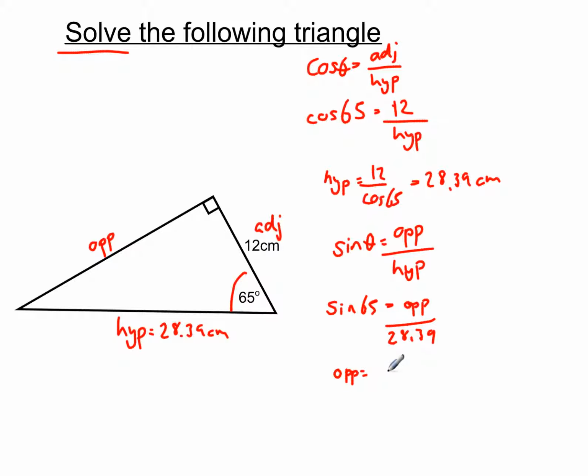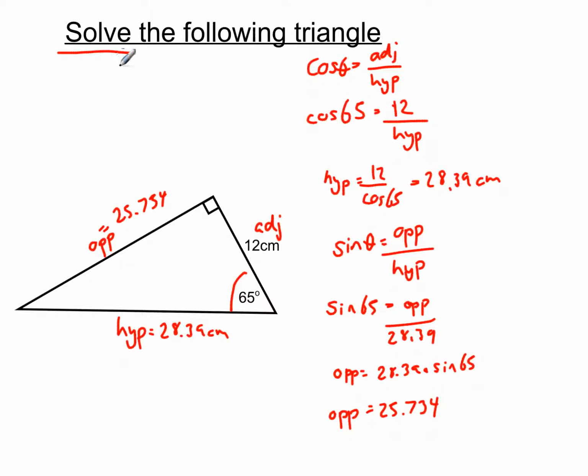And so if I rearrange to solve for opposite, I'm going to find that I get 28.39 times the sine of 65. And so the opposite side length here is 25.734. And that's it. We found all three sides. Now, are we done? Well, no, actually.